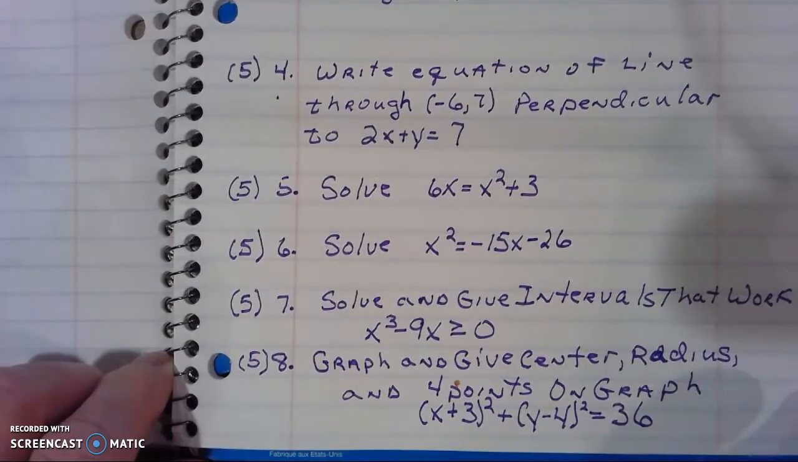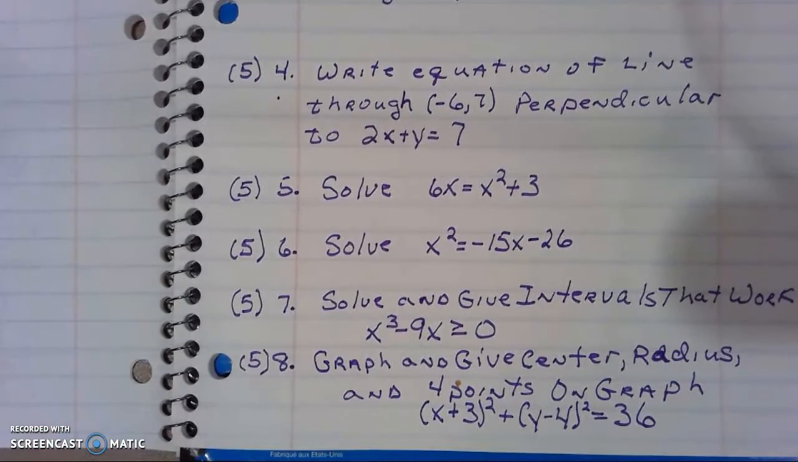One to the right of the center, one straight up from the center, one to the left of the center, and one down from the center, for (x plus 3) squared plus (y minus 4) squared equals 36.